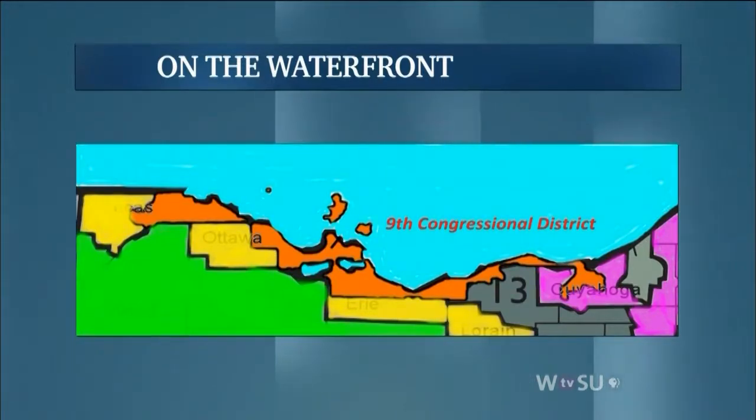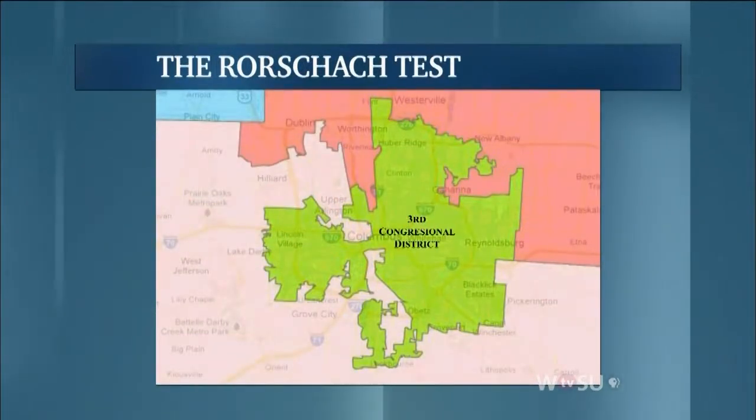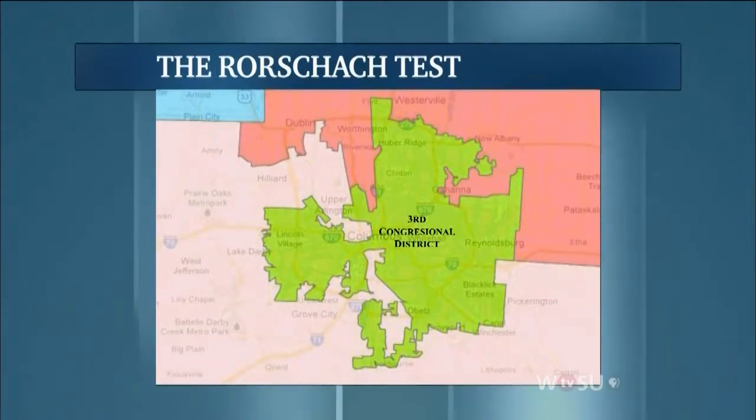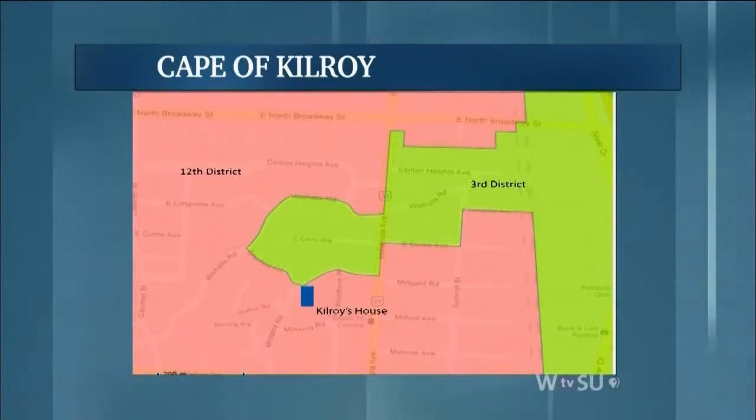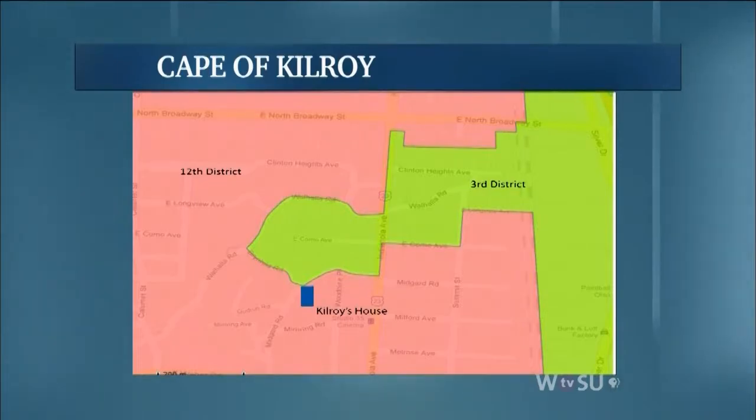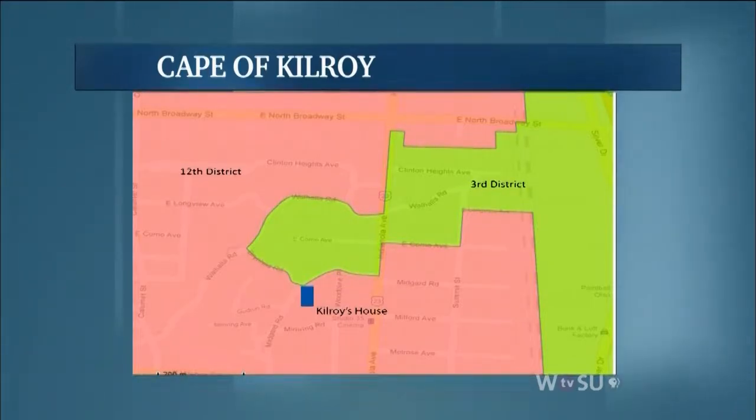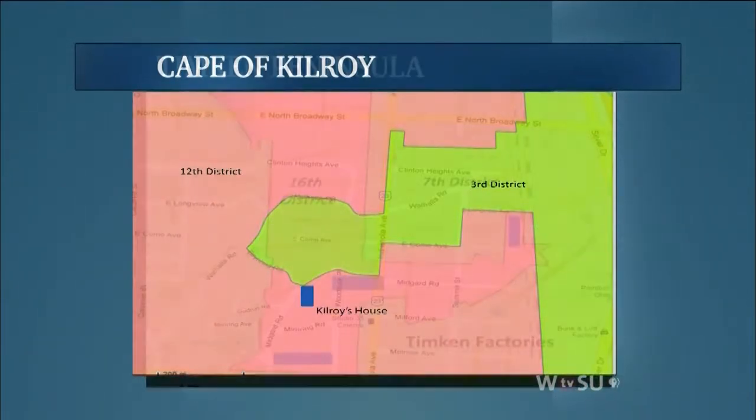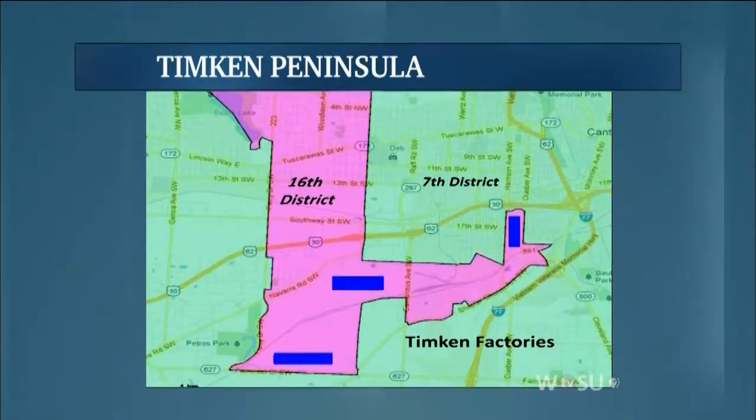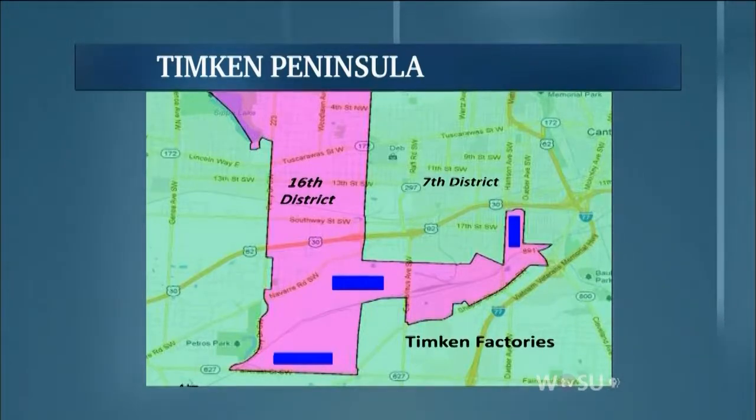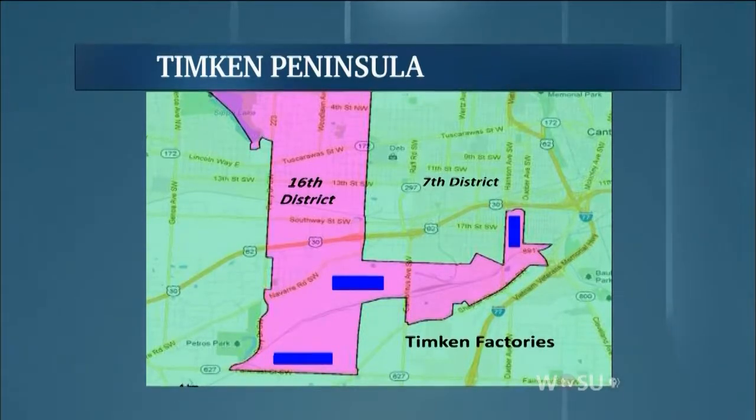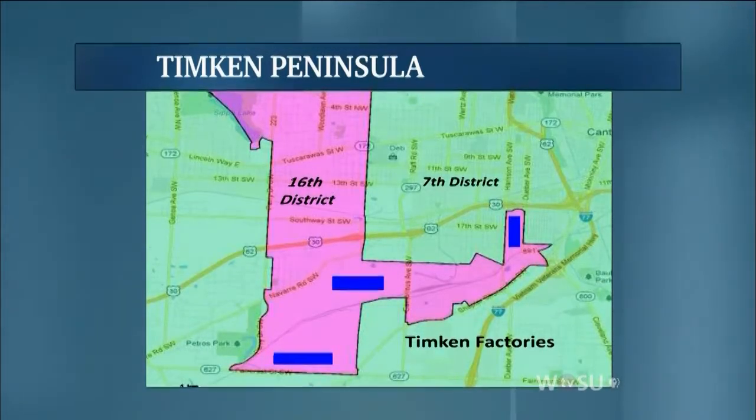This is the new Franklin County district, which favors Democrats. It's carved up to look a lot like a Rorschach psychology test. If you zoom in, you see what I call the Cape of Kilroy, that little peninsula that seemingly wants to include the house of former Congresswoman Mary Jo Kilroy, but they just missed. And then you have the Timken Peninsula. Up in the 16th district is given the appendage to include the Timken manufacturing plants, all of its employees/voters, and all of its owners/donations.